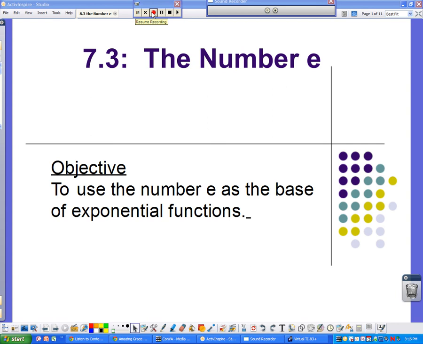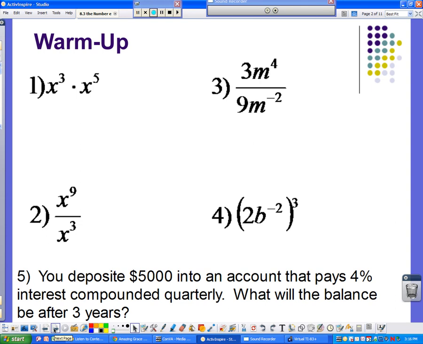All right, lesson 7.3 is the number e. The objective for this lesson is you'll use the number e as the base of exponential functions. Before we get started, I want to do a quick review of all of those exponent rules that we discussed.